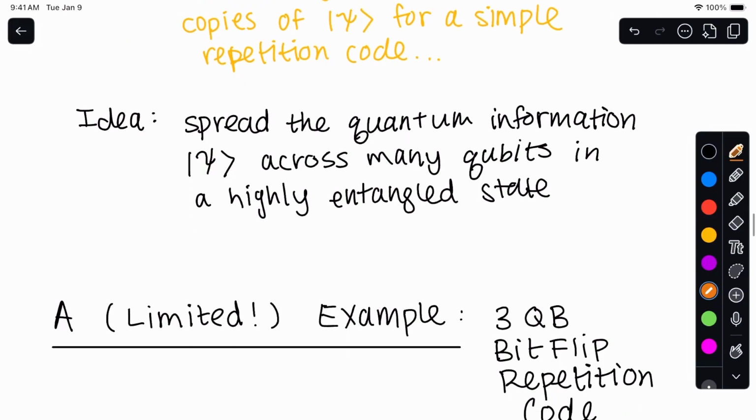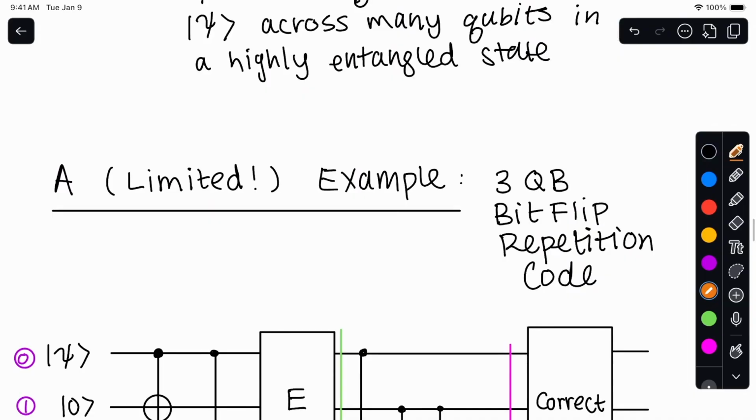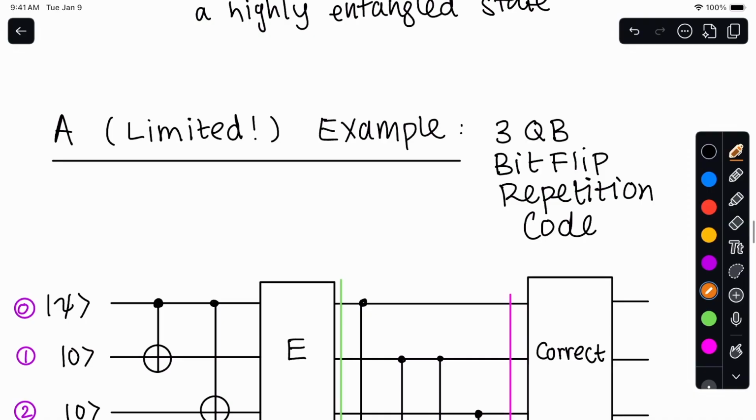Okay, so here's a very limited example of a quantum error correction code, which is the 3-qubit bit flip repetition code. The reason that it's limited is because we want to correct for bit flips, right? But that's not the only type of error that can occur for a qubit. So ideally, we would want to be able to detect and correct any type of error. But this is a very simple example that can help us understand the underlying mechanism behind a lot of quantum error correction codes.